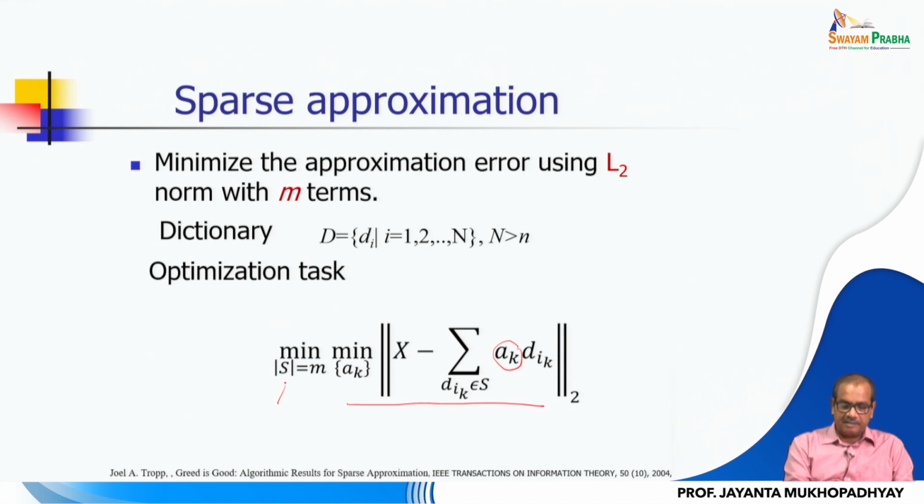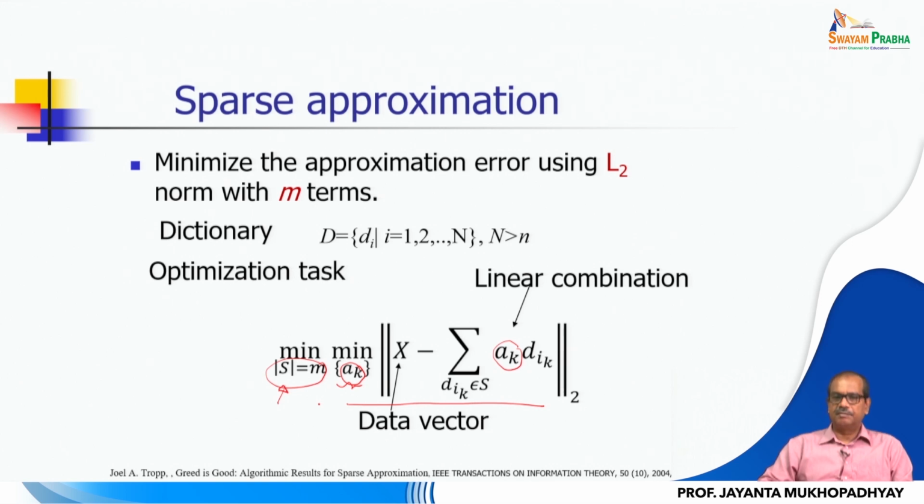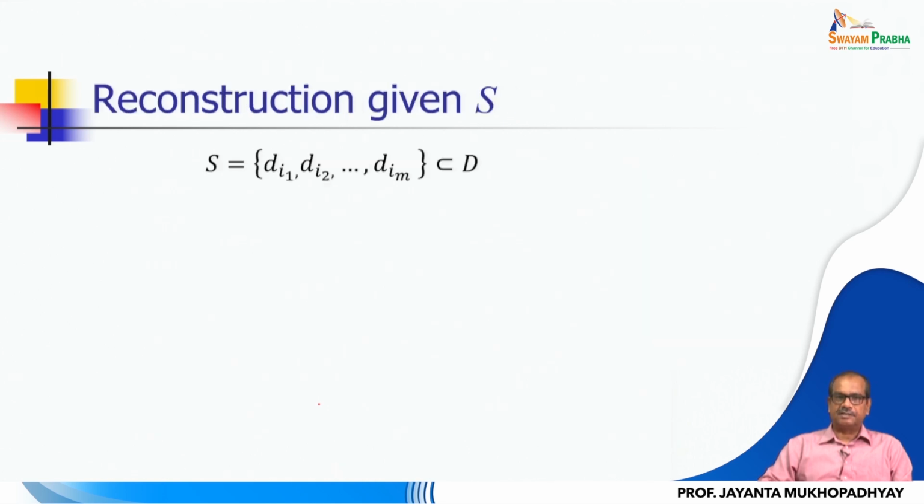Given a particular set S, you get a minimum error. As I have already shown you, using the least square error approximation method, the method of pseudo inverse, you can find the set of coefficients which will minimize the error for a particular set of m atoms. But then what is the combination? Which set of atoms will give you the minimum? You have to consider that also, and that would be your solution which will give you the minimum error. Now x is a data vector here, with its linear combination already mentioned, and this is a fixed number of atoms.